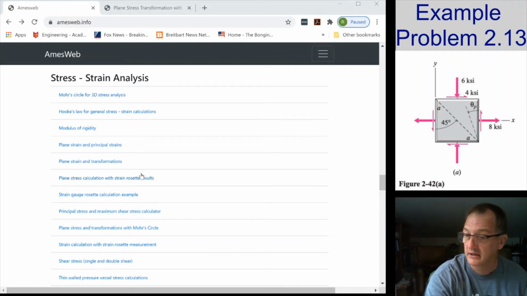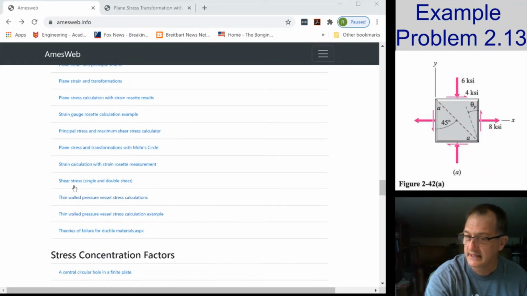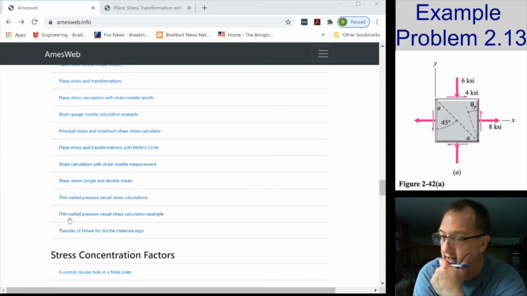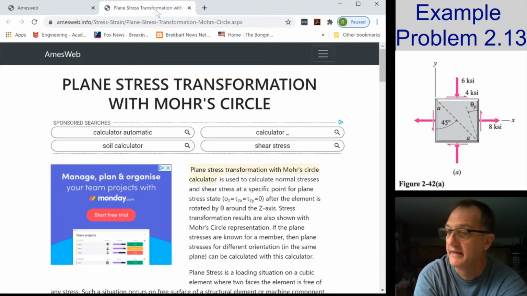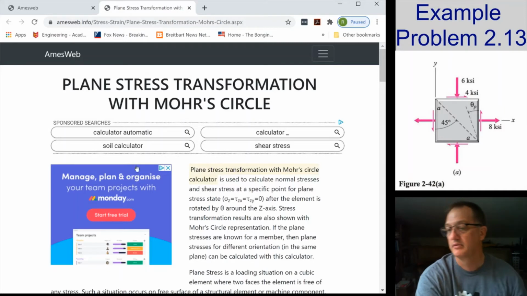Plane stress calculation. Oh no, not with strain rosettes. How about principal stresses and strain? No, we don't want that. Plane strain calculator. Oh man, I had it a second ago. Plane stress and strain, plane stress and transformation with Mohr circle. Boom, that's what it is. Plane stress transformation with Mohr circle.